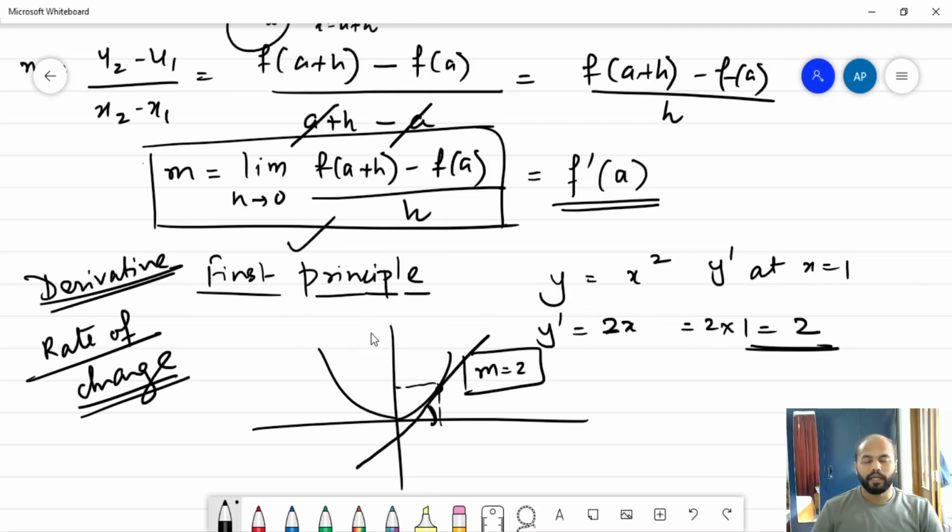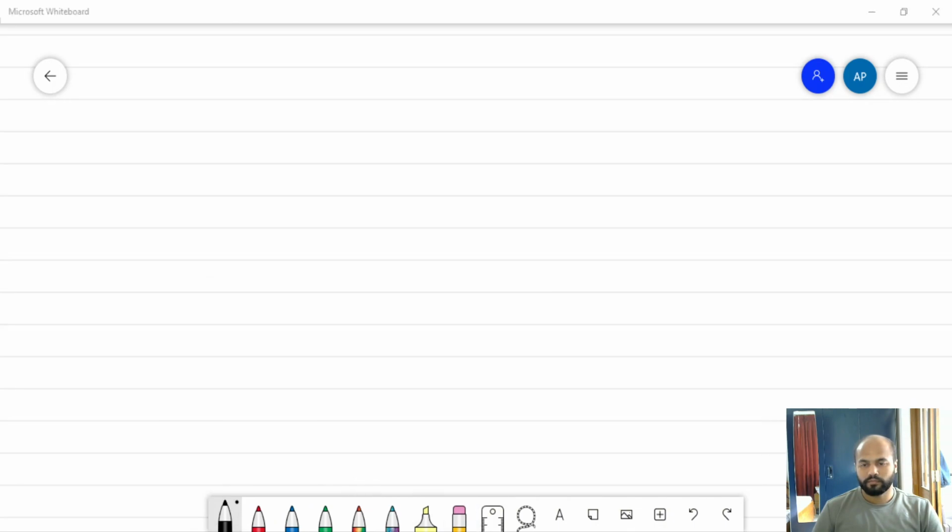And now we're going to apply the first principle, the application of first principle in some problems. So let's get started. Let's start with some simple problems. So this time the function is given as 4x plus 5, and we have to find f dash of 3.